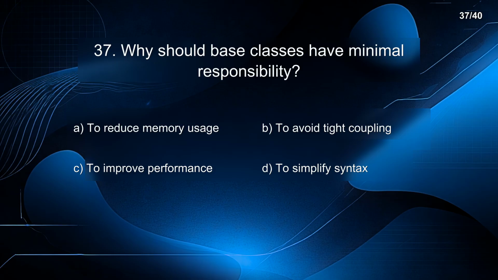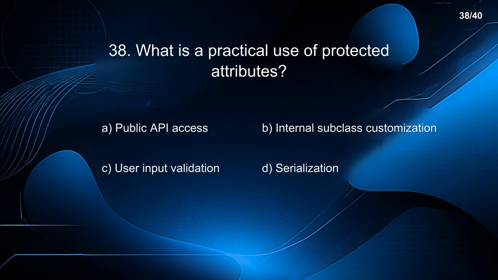Correct answer is B. To avoid tight coupling. 38th question. What is a practical use of protected attributes? A. Public API access. B. Internal subclass customization. C. User input validation. D. Serialization.